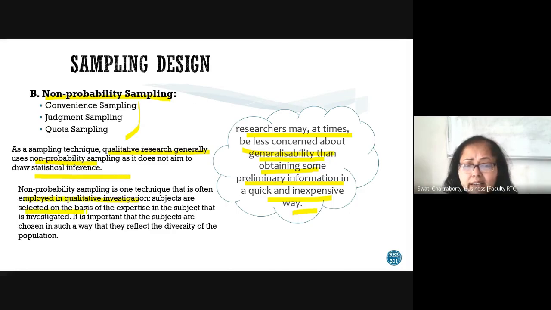The subjects are selected on the basis of expertise in the subject that is investigated. And it's very important that the subjects are chosen in a way that they reflect the diversity of the population. So these are the three different types.